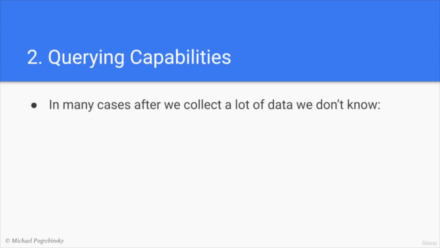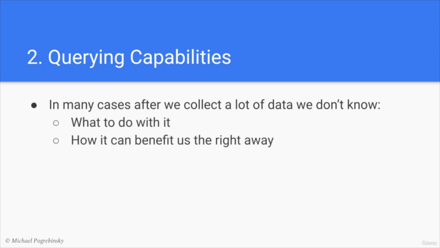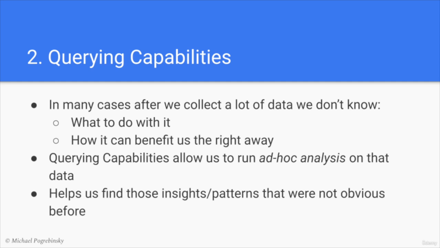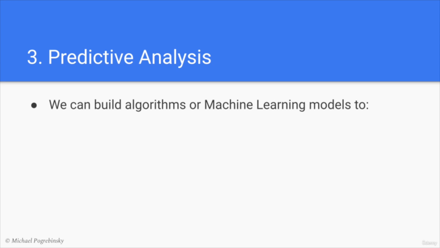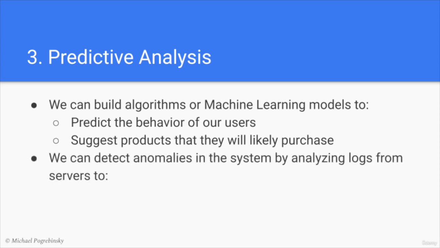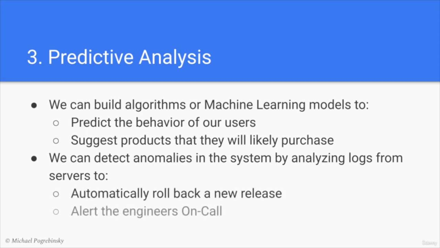In many cases, after we collect a lot of data, we don't necessarily know what to do with it or how we can benefit from it right away. So querying capabilities allow us to run ad hoc analysis on that data, which eventually helps us find those insights or patterns that were not obvious before. And finally, on the predictive analysis front, we can go as fancy as building algorithms or machine learning models to predict the behavior of our users and suggest products that they will more likely purchase. But we can also go as simple as detecting anomalies in our system by analyzing logs coming from our servers and automatically roll back a new release or alert the engineers on call.